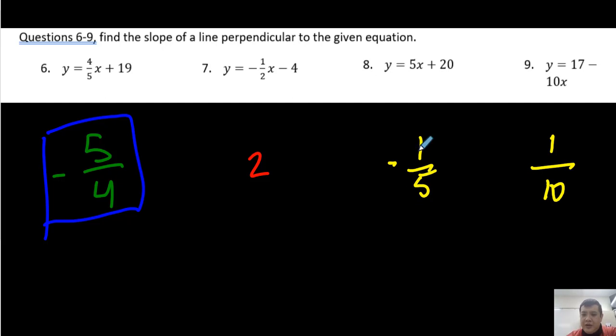What you should have found is this one is going to be -1/5, because 5 flipped over is 1/5. And then here our slope is -10, so therefore our slope for a perpendicular line is going to be +1/10.